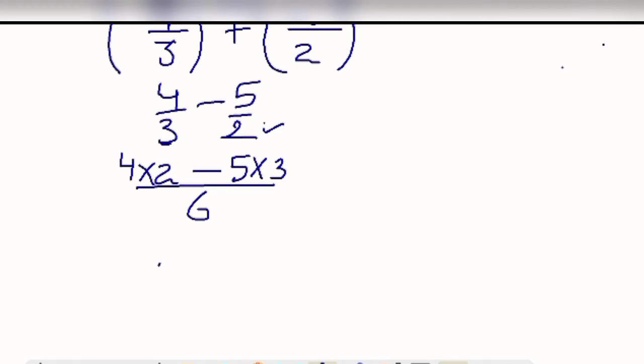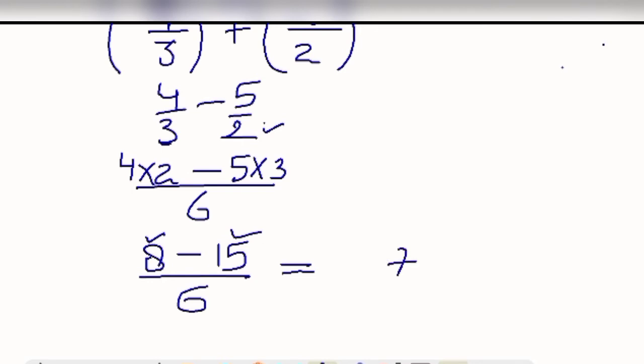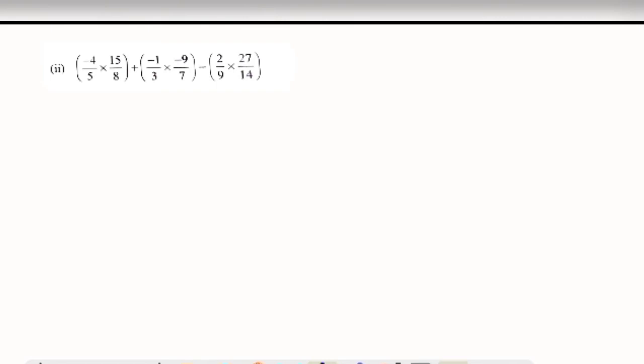Now solve them. 4 2s are 8 minus 5 3s are 15 upon 6. Both have different signs, so subtract them. 15 minus 8 is 7 and sign will be of greater numeral, which is minus upon 6. This is your answer. Now the next part.